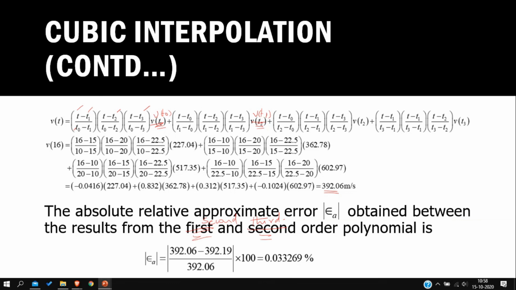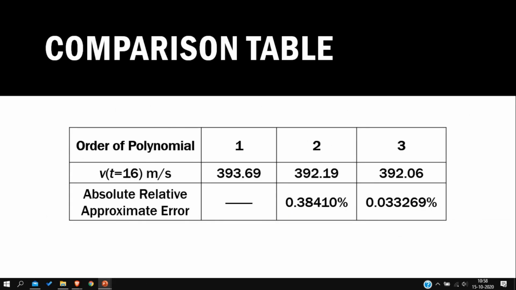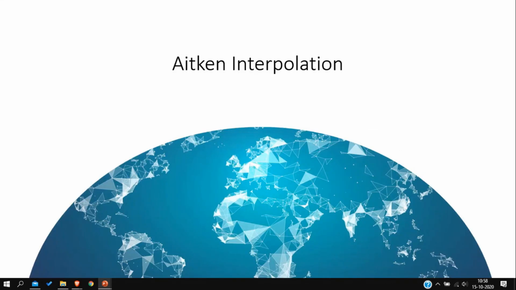The next is a comparison table. For first order we got the answer as 393.69, for the second order polynomial 392.19, and for third order 392.06. Then the absolute relative approximate errors are 0.38% and 0.03%. So as the order of the polynomial increases, the value becomes closer to the actual value. That is the representation. The next topic is Hermite interpolation, and we will discuss it in the next class.